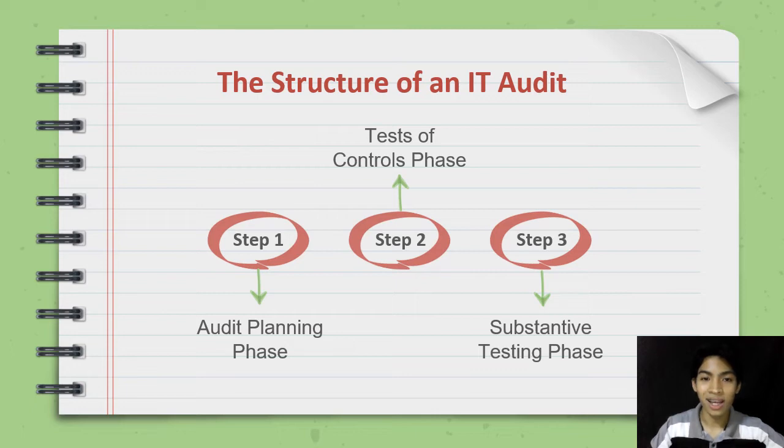Now, in order for us to visualize the structure of an IT audit, I have prepared here an illustration about its structure. We have step 1, the audit planning phase, step 2, the tests of control phase, and step 3, the substantive testing phase. Now, let's dive in deeper about the structure of an IT audit.